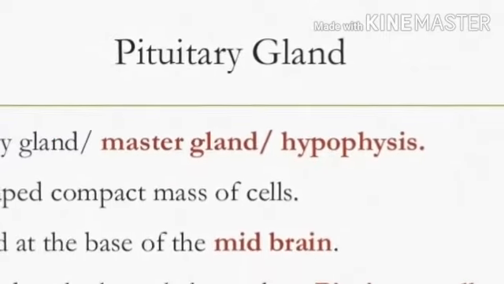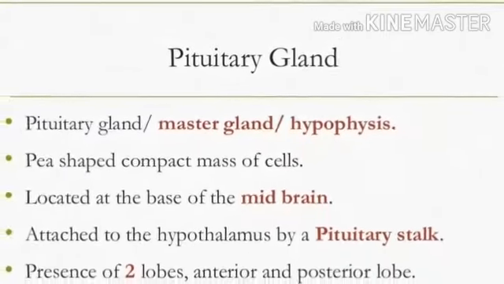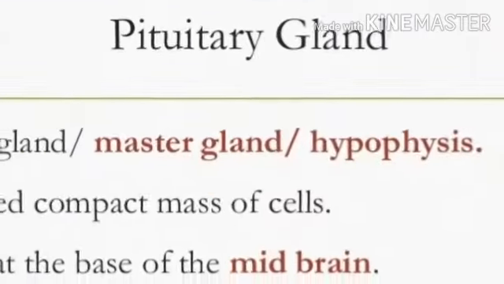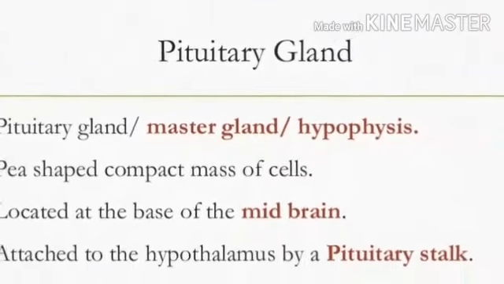Now we can see about the pituitary gland. This pituitary gland is also known as hypophysis, and it is also known as master gland because this pituitary gland will control and regulate the other glands. So all the other glands are controlled and regulated by this pituitary gland. Hence this pituitary gland is also known as master gland.